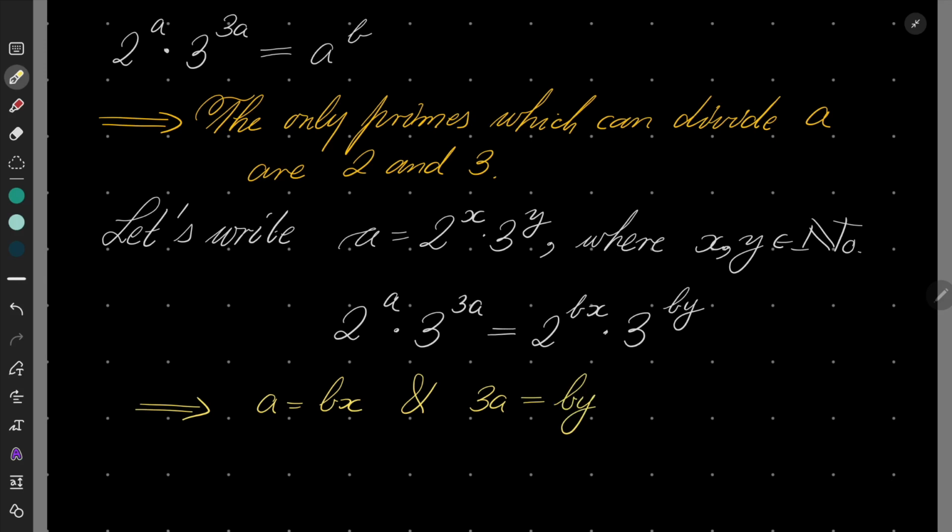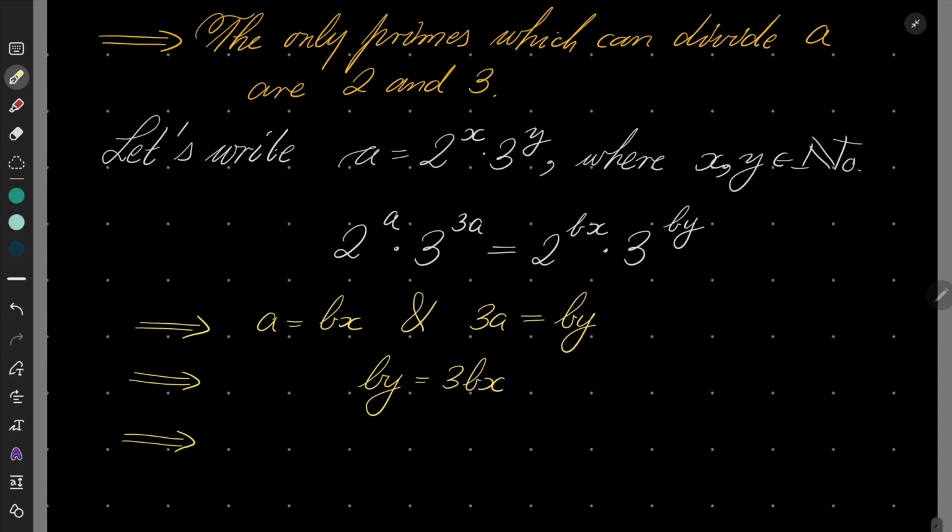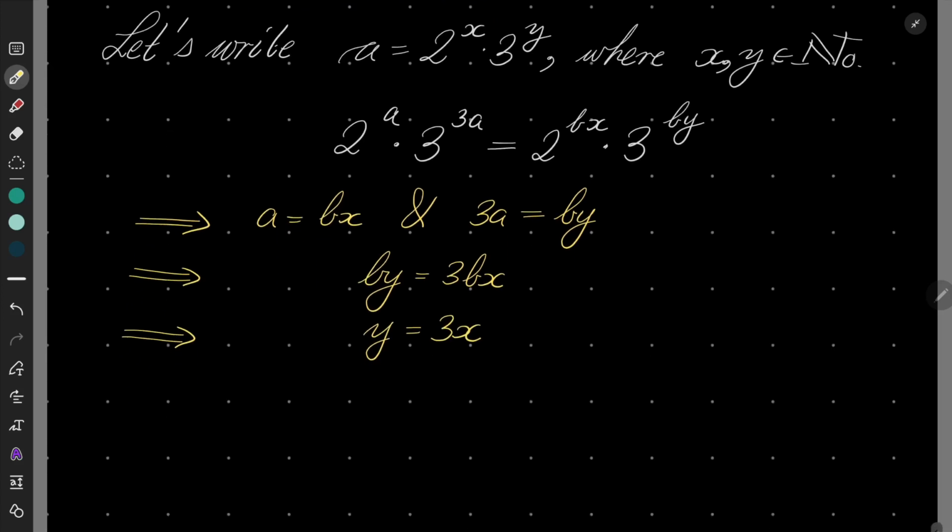But if you look closely now, that means that b times y equals 3 times b times x. And that implies, because from our assumption b is a positive integer, we can safely divide by b, and we know that y equals 3 times x.